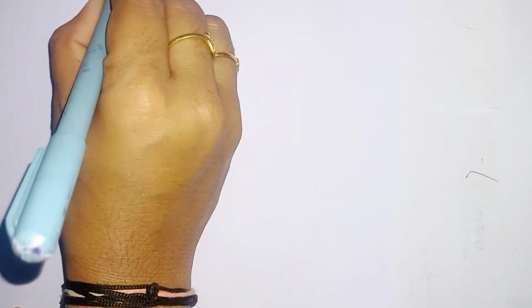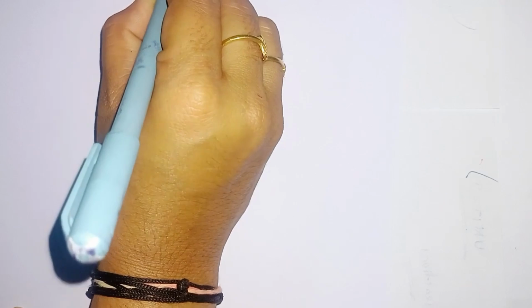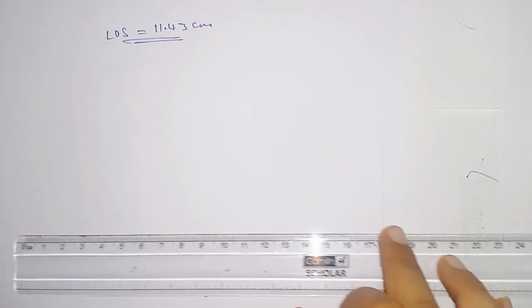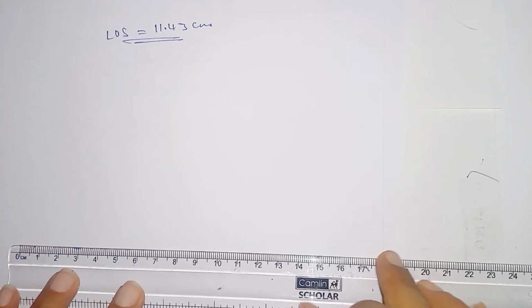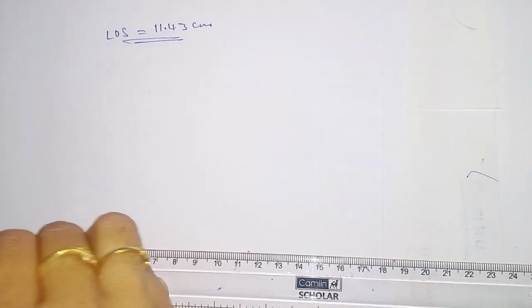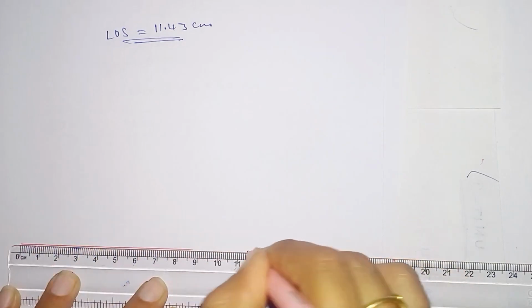Here, construction. First of all, the LOS. LOS is equal to 11.43 centimeters. So you have to follow 11.43, which means approximately 11.5. You have to construct 11.5 as the length of the scale. You have to mention 0 and 11.5. Then draw 11.5.